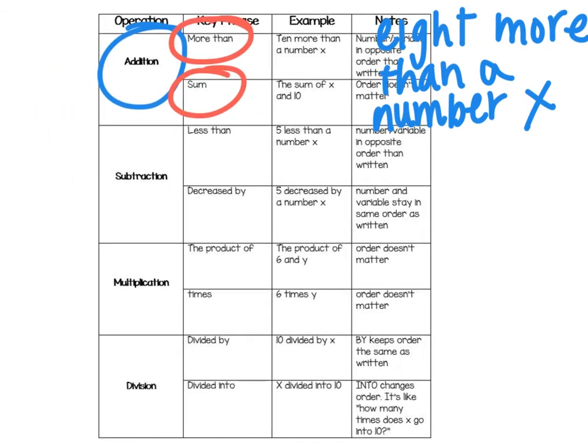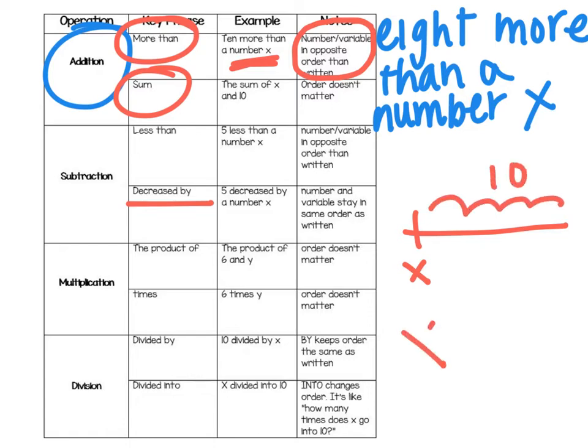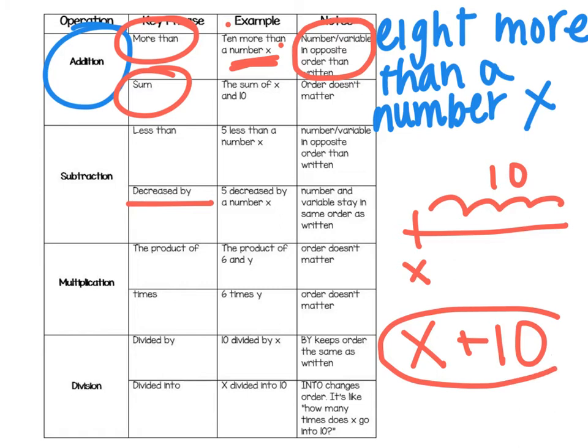And we're going to talk about "decreased by" down here, so I figured we could talk about "increased by" a little bit down there as well. But let's look at "more than" and "the sum" for now. If I have 10 more than a number x, this is like the one on the last slide where the number and the variable come in the opposite order of how they're written over here in the example. So 10 more than a number x means that if we had a number line, I'm starting with x and I'm going 10 more. So I have x and I'm adding on 10 to that. In the word phrase, 10 comes first and then we see an x, but in our numerical and algebraic expression, the x comes first.